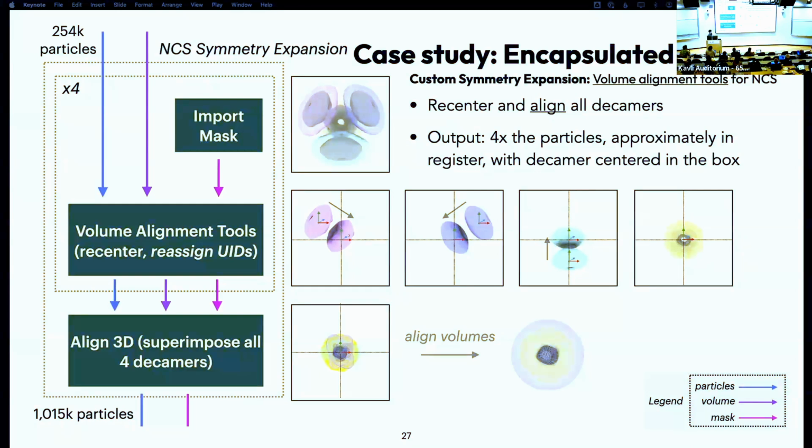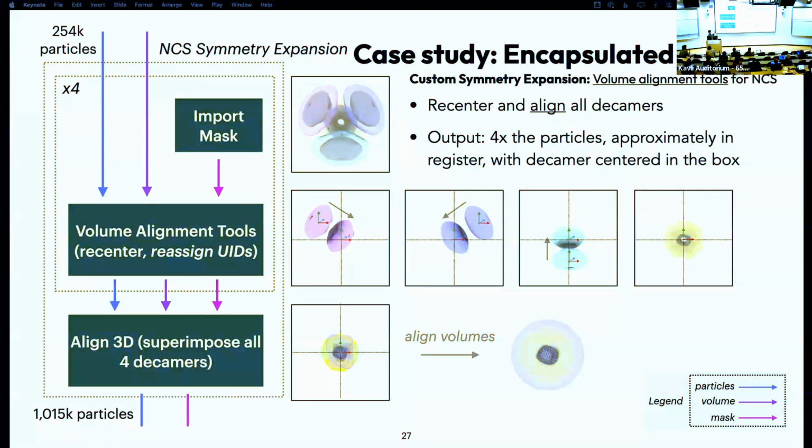Okay, so after I did this, I used a single align 3D job, and I used that to rotationally align each of the encapsulated ferritin units so that they're coherently superimposed. This is illustrated in this bottom panel here. Both of these jobs kept all the particles in register with the volumes, and that was actually what allowed us to do this custom symmetry expansion step.